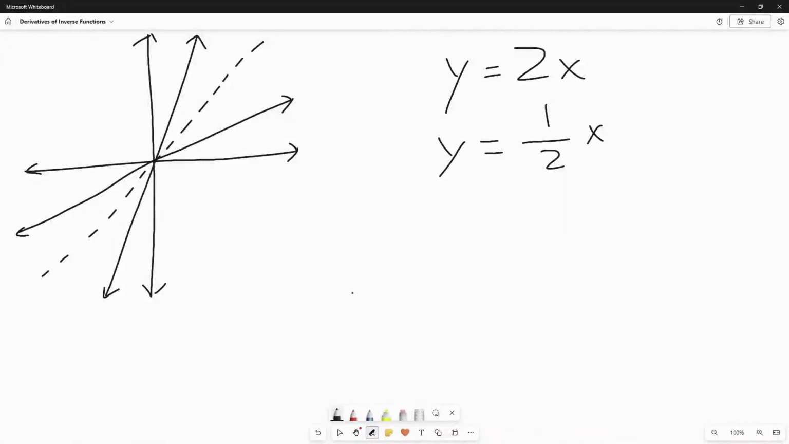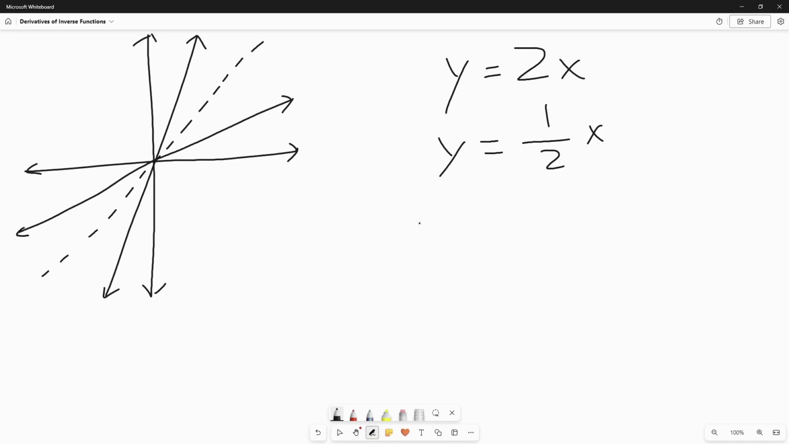So if we have this graph right here, where we have functions y equals 2x and y equals 1/2 x, these are the inverse functions of each other. And they are reflected over each other over the y equals x line. And if you swap the x and y values, you get the other function.